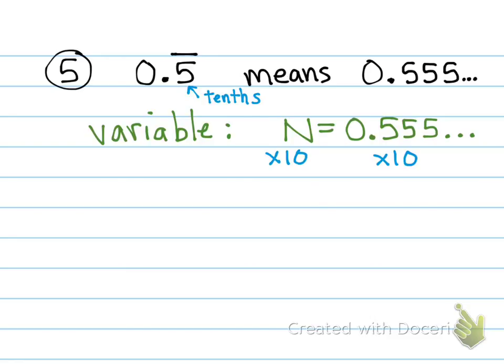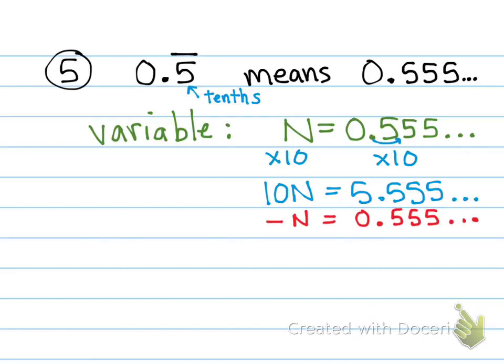Now, with a variable, when I multiply my number by 10, that means I have 10 of my number, or 10n. On the right side, when I multiply 0.55555 by a 10, I simply move the decimal one place to the right and have 5.55555 repeating. Next, I'm going to subtract my original number. On the left, with the variable, if I have 10 of my number and I subtract it, I will have 9 of that number remaining. In other words, 10 n's minus an n is 9 n's.